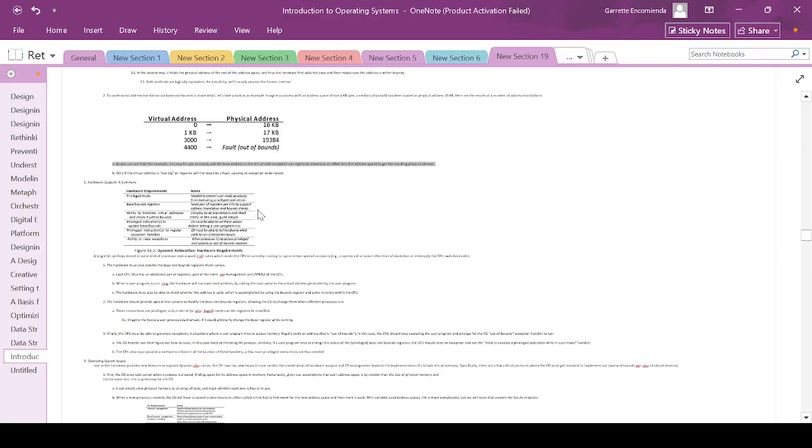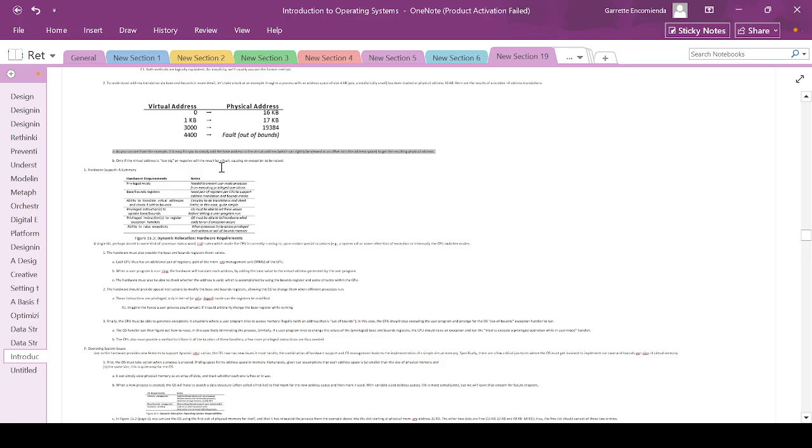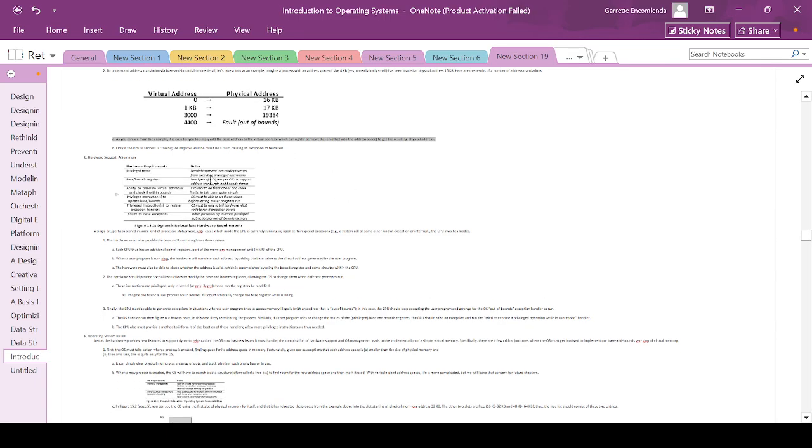Again, as you can see from the example, it's easy to simply add the base address to the virtual address, which can rightly be viewed as an offset into the address space, to get the resulting physical address. Only if the virtual address is too big or negative will the result be a fault. If it's within range, it won't cause an exception to be raised.